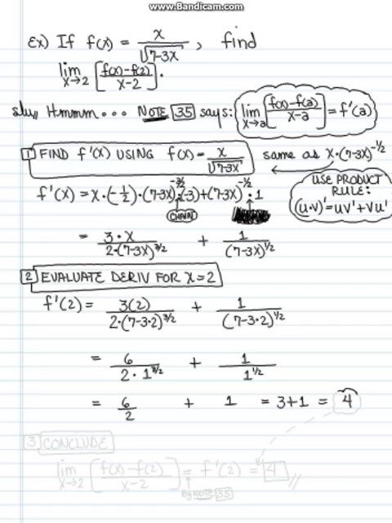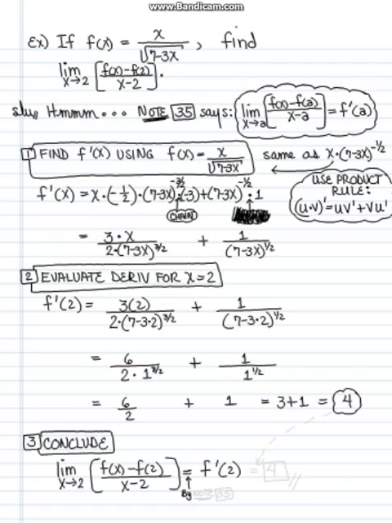Okay, so we found f prime of 2. What are we going to do with it? We're going to go back to note number 35 and make our conclusion. The thing they asked us to find, the limit as x approaches 2 of f of x minus f of 2 over x minus 2, is equal to, according to note number 35, f prime of 2. And we know what that is. We found it in the step above. It is simply equal to the number 4. So the answer to the question for the limit is 4.